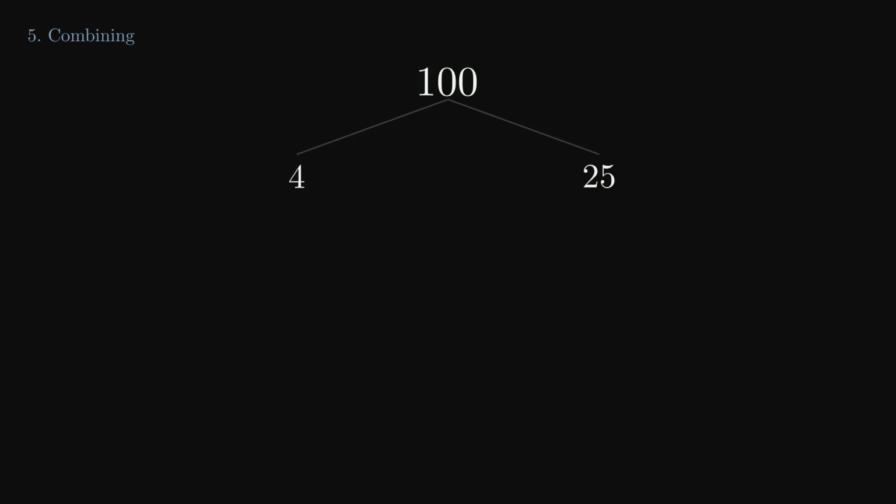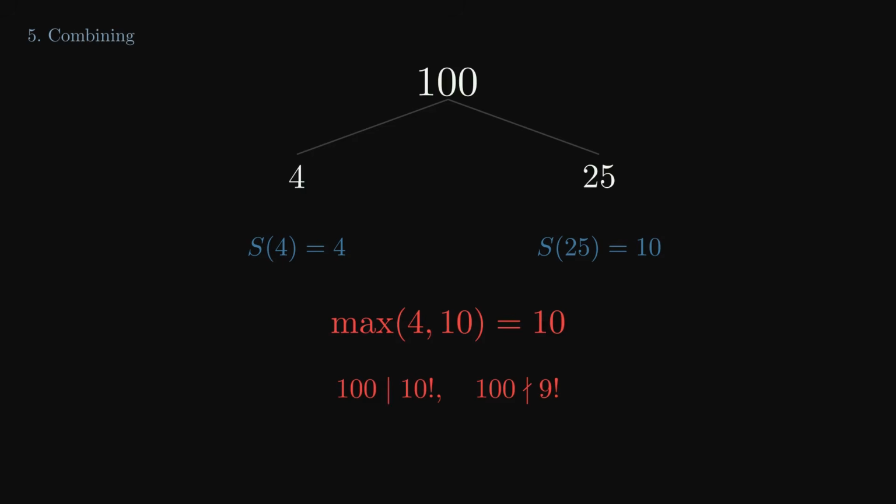25 is 5 times 5, and it needs 2 factors of 5, which first happens at 10 factorial, because 10 brings in the second multiple of 5, so 25 gives 10. Take the larger of 4 and 10, and 100 gives 10. And sure enough, 10 factorial is the first factorial that 100 divides. One rule, the maximum over the prime power pieces, cracks every number.